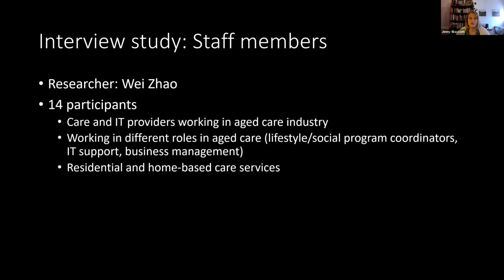Our participants are working in different roles in aged care, ranging from lifestyle and social program coordinators, to providing IT support, to the business management side of things. And our participants come from both residential and home-based care services. In today's talk, I'm focusing on residential care, but we do have some reflections from participants about their experience of supporting people outside of residential care. So aged care clients living at home who also needed access to technology for social purposes and needed IT support to help them engage with technology. But that's the topic of another talk.